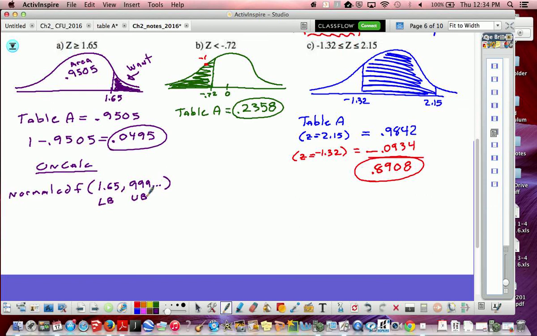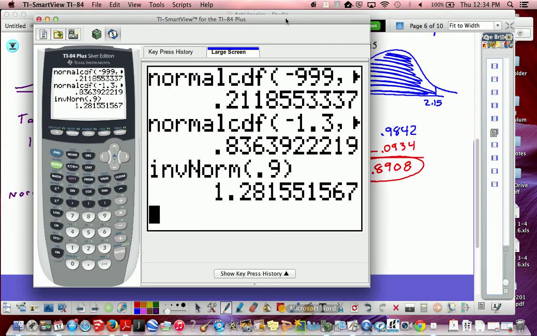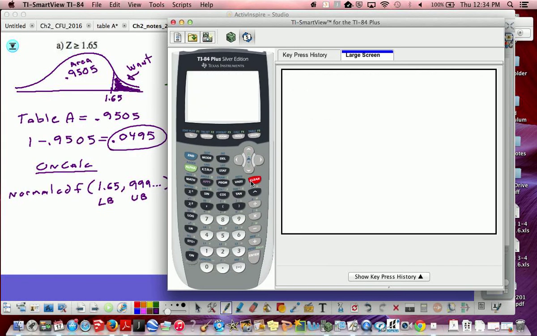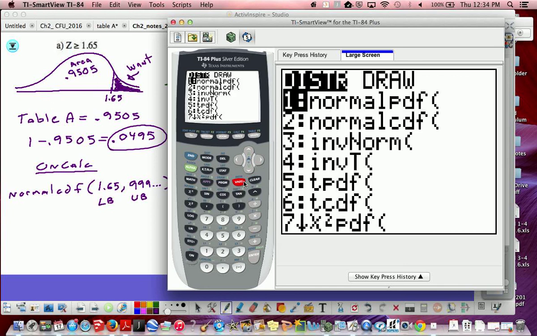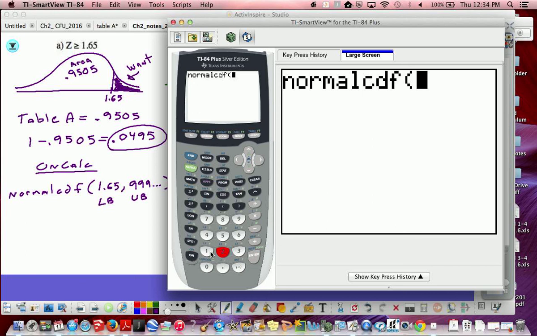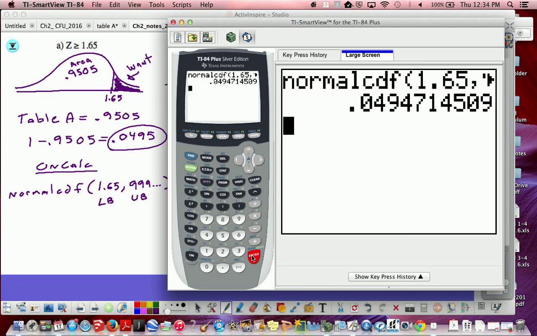So on my calculator then, I can calculate out those values. So second vars, you can see normal CDF is number 2. 1.65 comma. Now, honestly, 19 is enough. I'll enter in 3 just by habit, but if you enter in 2 or 1, you'll notice that you'll get the exact same value as I do. Is this the exact same decimal?